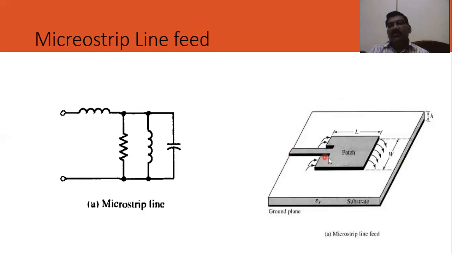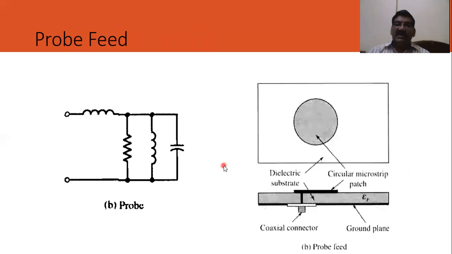Only we have to take care of how much it should go inside. So these are the calculations for finding out the impedance matching. Then the next is the probe feed. Probe feed means here the coaxial cable is connected.